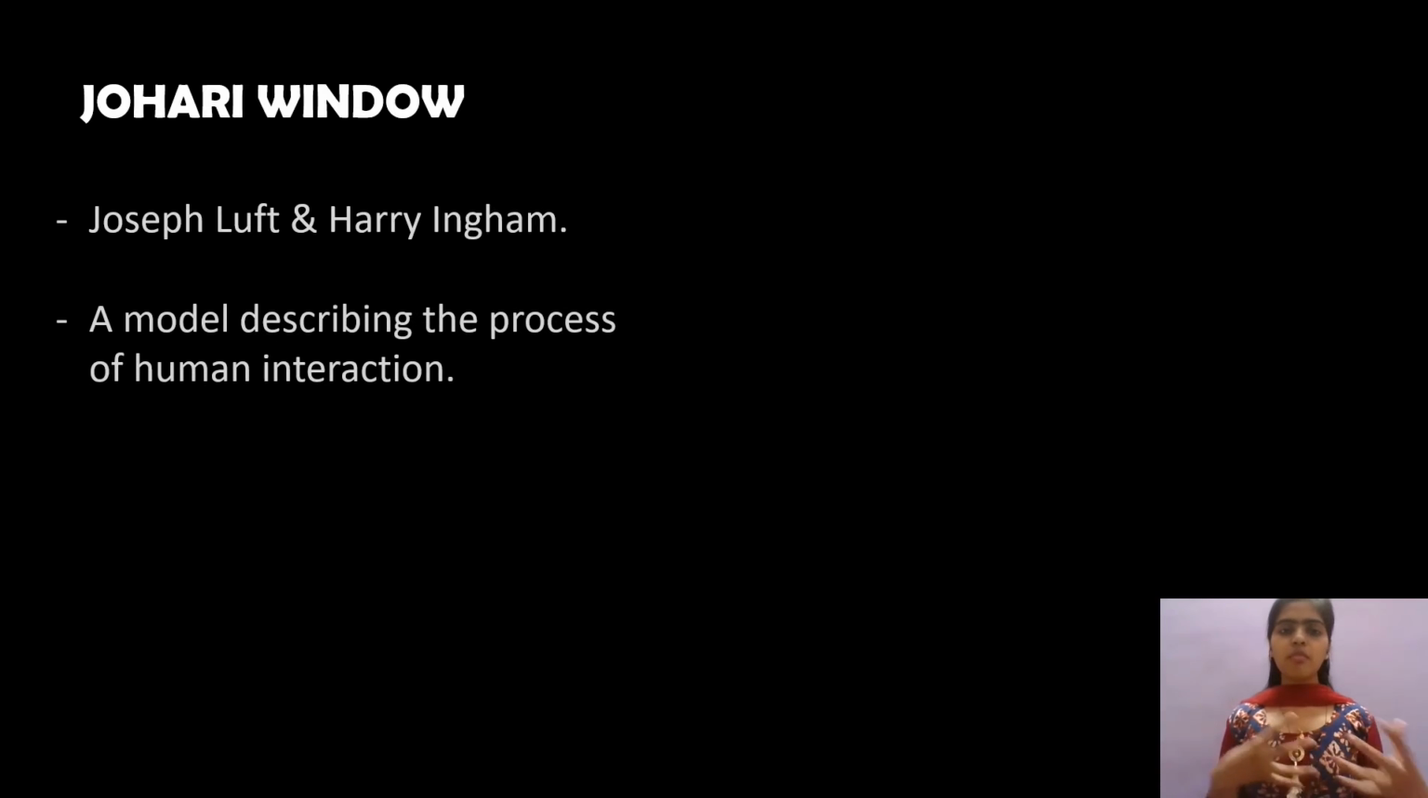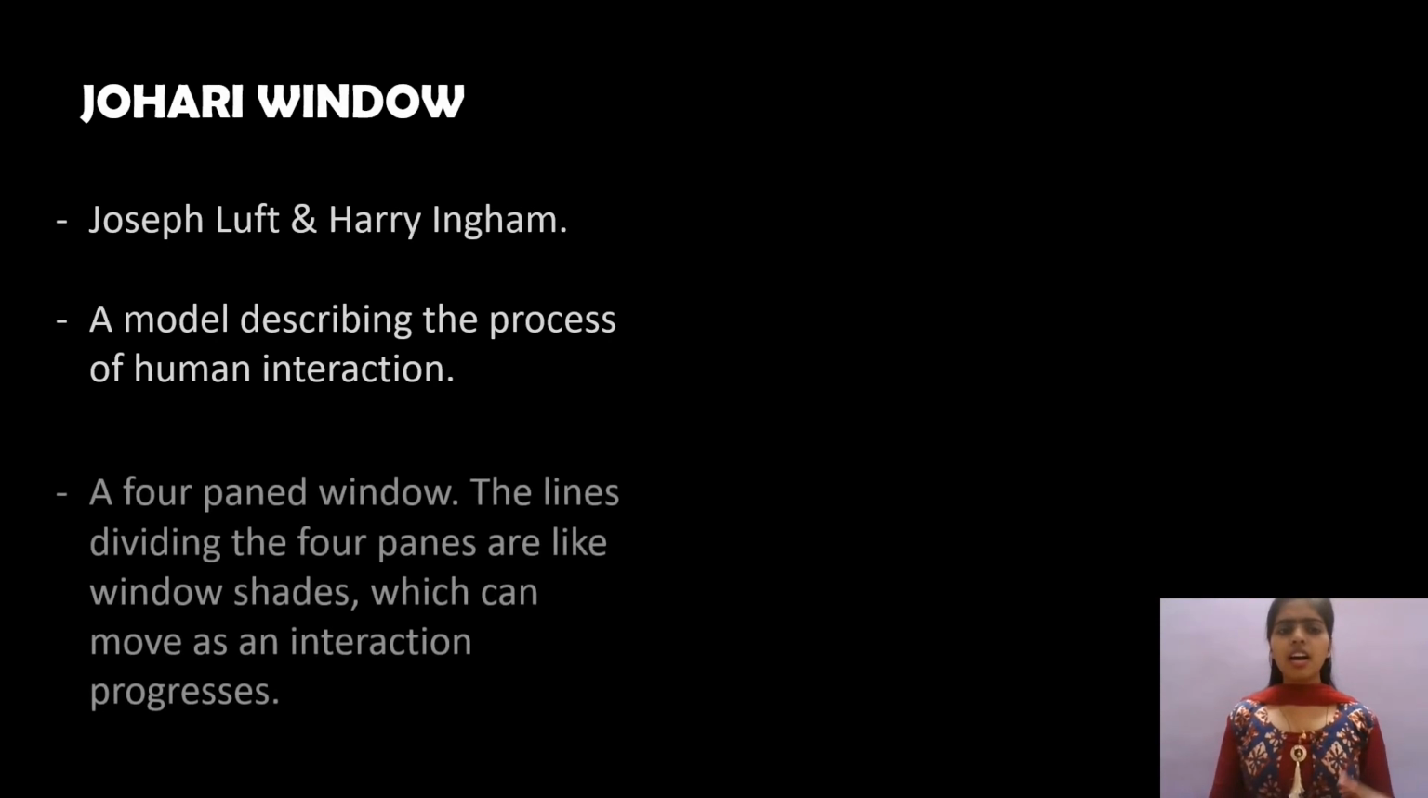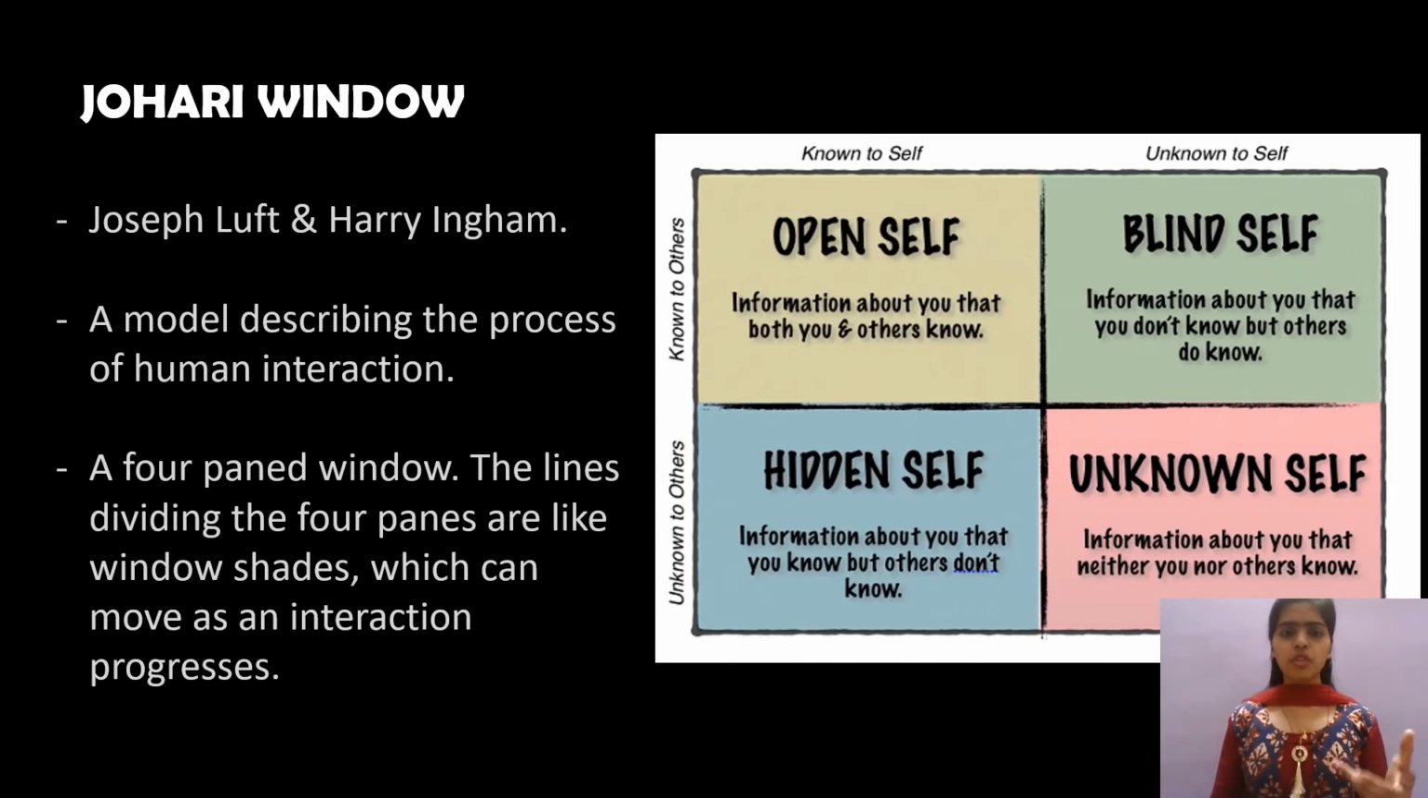It is a model which describes the process of human interaction. That's what this window itself explains. If you see this diagram, you'll be able to understand it better. It's a four-paned window, and the lines which are dividing these four panes are called the window shades. They can move as interaction progresses between individuals. Each window pane can be adjusted basically.